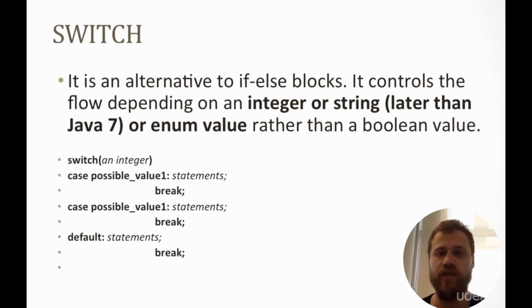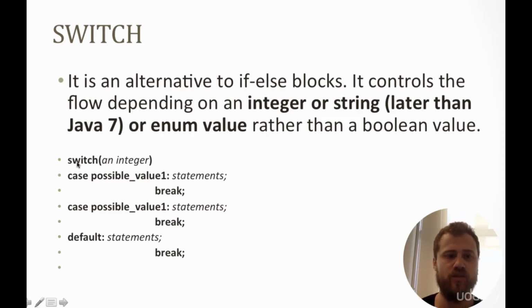String is valid for Java 7 and later versions, say Java 8. Or you may control the flow by an enum value, and we will talk about enum values later on. So you are not stuck with boolean values if you are using switch statements.